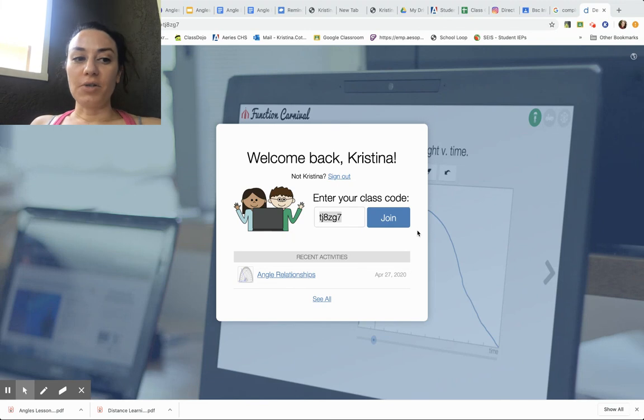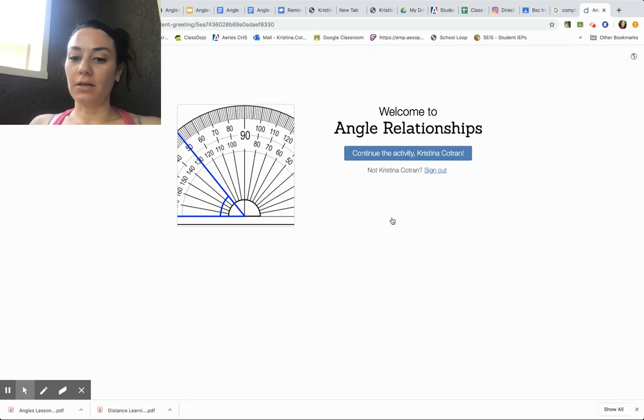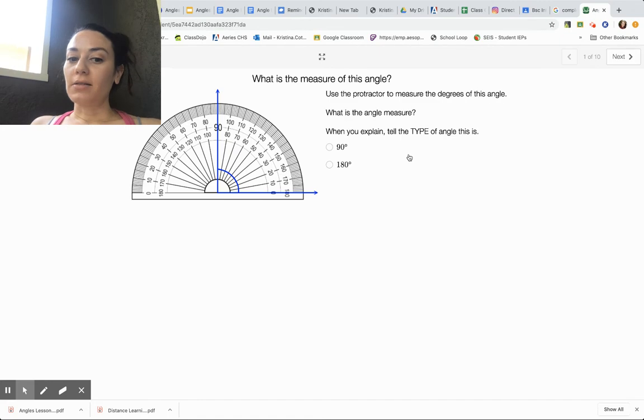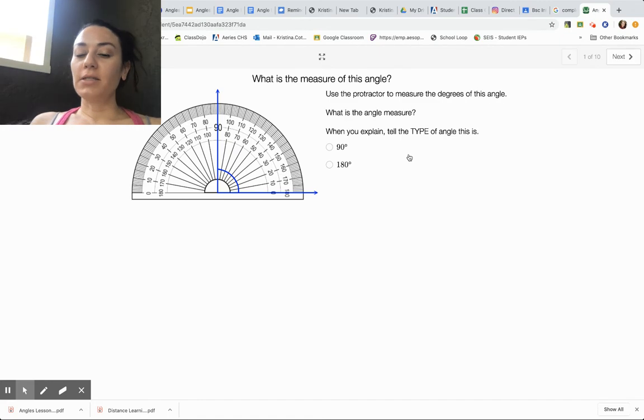This video is going to give you an explanation and the answers to the Desmos activity you'll be completing today, and it is on angle relationships. So once you click on the link, you'll join with your name, and the first question it asks is, what is the measure of this angle?